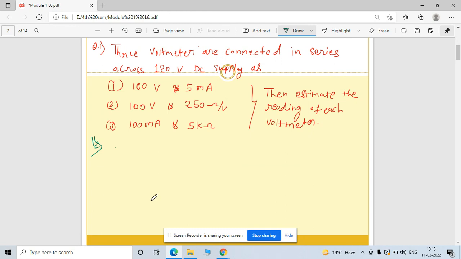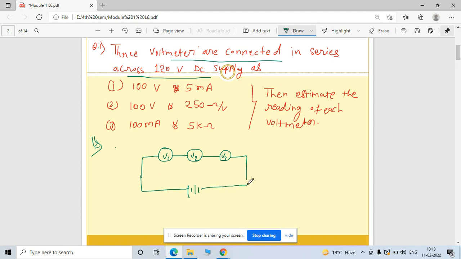See, three voltmeters are connected in series. Okay, so this is voltmeter 1, connected with voltmeter 2 and 3 in series. So these three voltmeters are further connected to the DC supply, which is 120 volt. You need to estimate the reading of each voltmeter. Let's say this is your V1, this is your V2, and this is your V3.